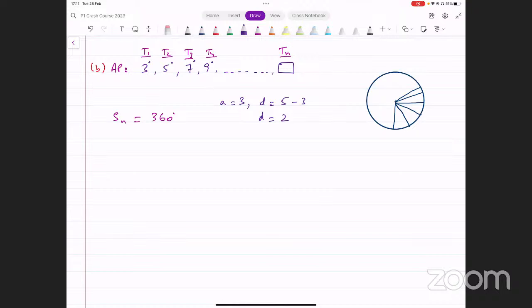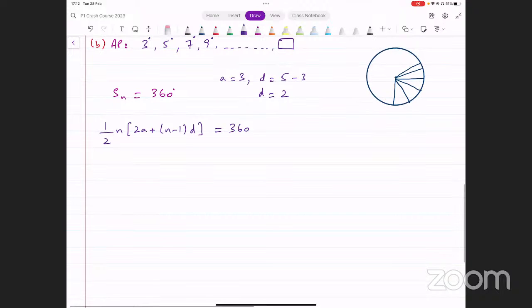Since we don't have the last term, we can use the one that has the first term and the difference, a and d. This is what the formula looks like: half into n into 2 times a plus n minus 1 times the difference. This is the sum of n terms. Now, since this is equal to 360, we can put this equal to 360 like this. Now, just input the values of a and d in this.